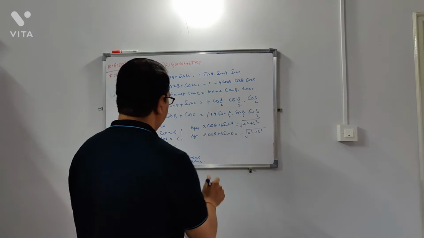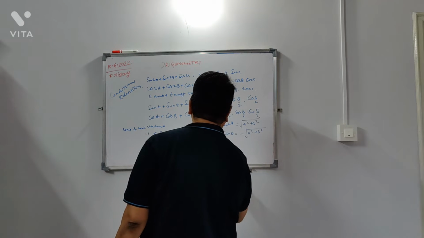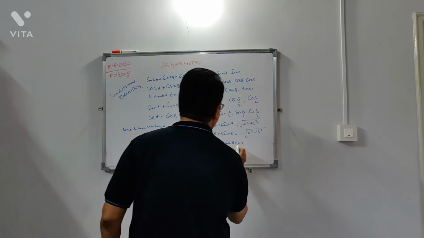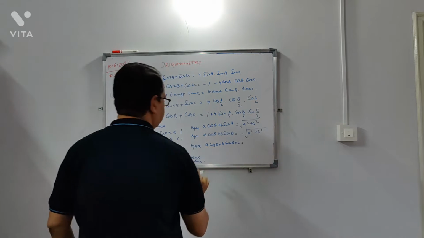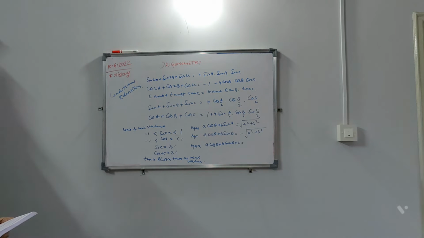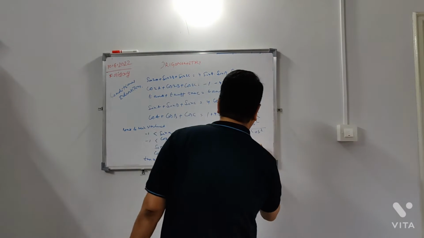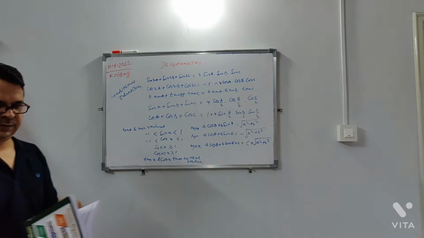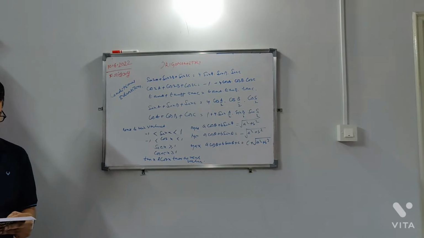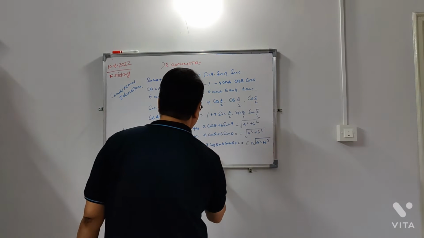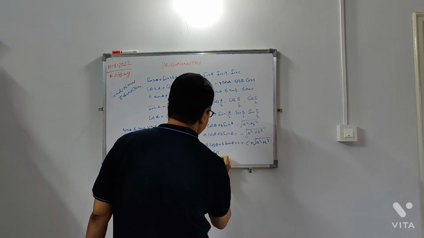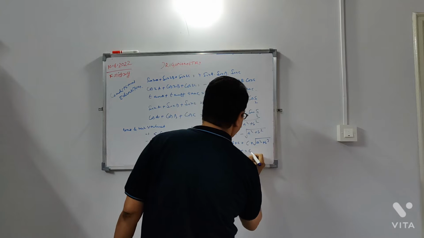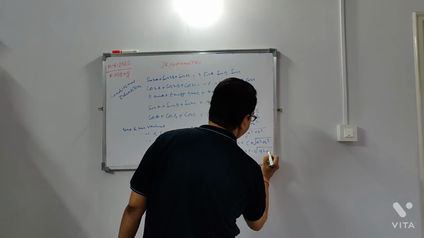And the maximum value of a cos theta plus b sin theta plus c. What is the max value? The max value of a cos theta plus b sin theta plus c is equal to c plus the square root of a square plus b square. So these things you have to remember, no other go. Then the min value of a cos theta plus b sin theta plus c is equal to c minus the square root of a square plus b square.